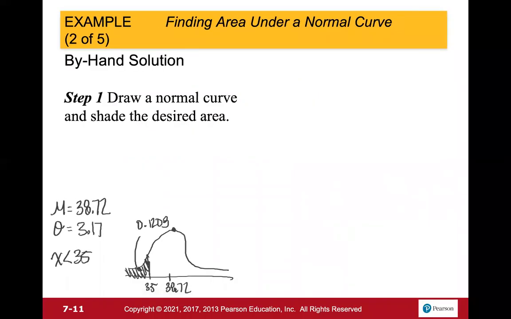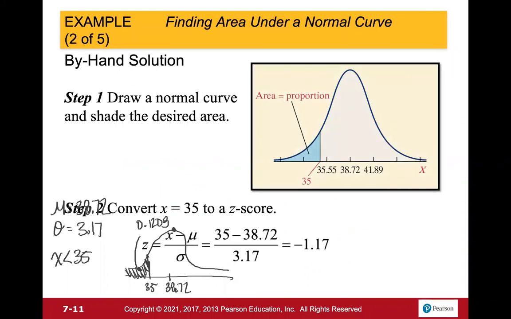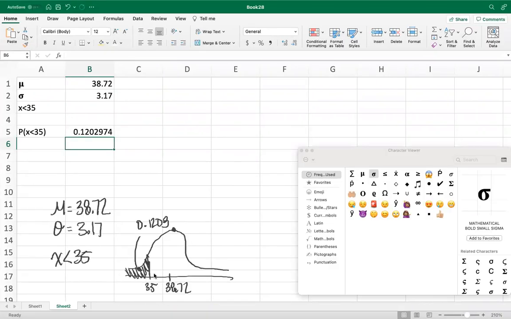And we come over here. These are the steps that they took, and they converted it into a z-score. We didn't have to convert it into a z-score because Excel does that for us.